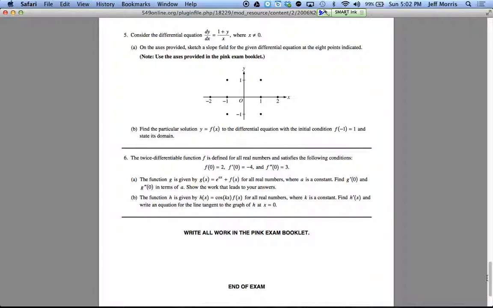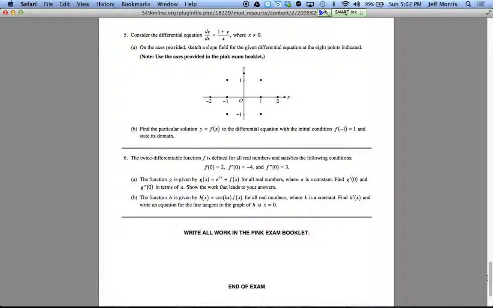All right, consider the differential equation of a slope field. I just showed you how to do the slope field last week and the week before. On the axes provided, sketch a slope field for the given differential equation at 8 points. Again, x cannot equal 0, so they don't even do the y-axis here. Notice there's no points there. So you don't even have to do x equals 0. The reason is because you get 0 in the denominator. It's undefined. So we do each one of these points.